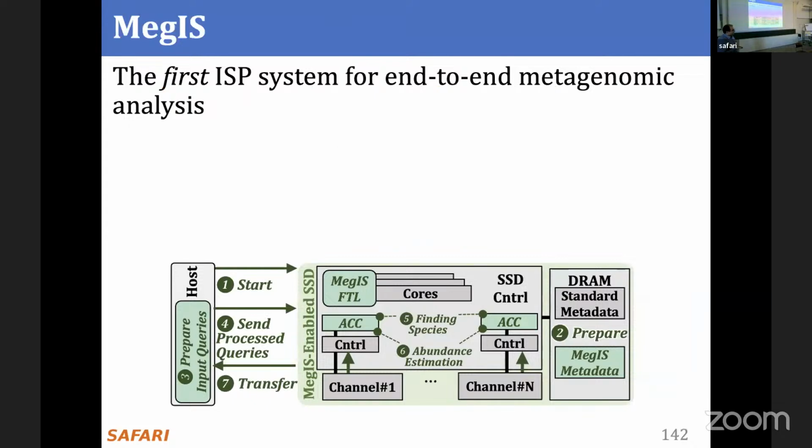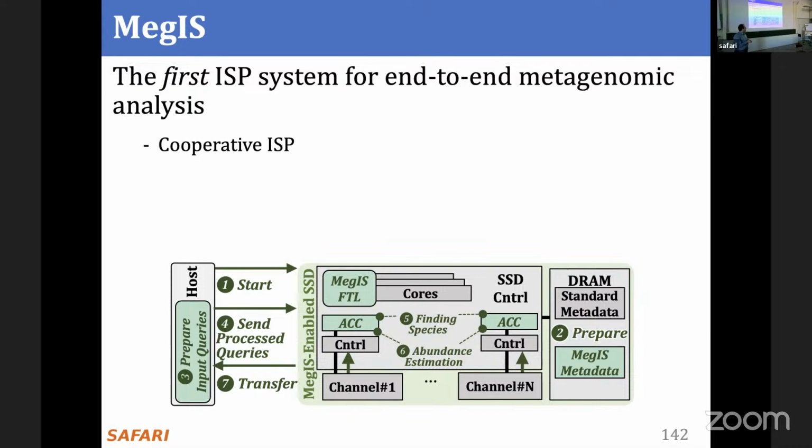So we propose Megis, the first ISP system for end-to-end metagenomic analysis. Sorry, it's actually a cooperative ISP. It's cooperative ISP in that we do some computation inside the storage system, as well as some computation inside the host system. So it's actually a very storage-centric design.